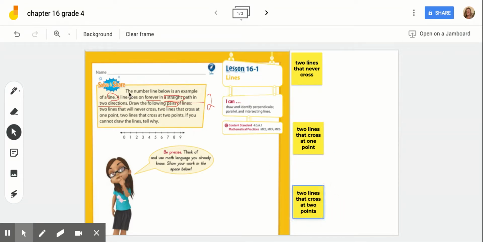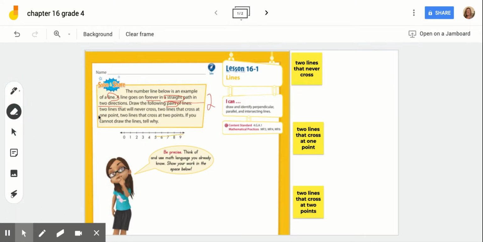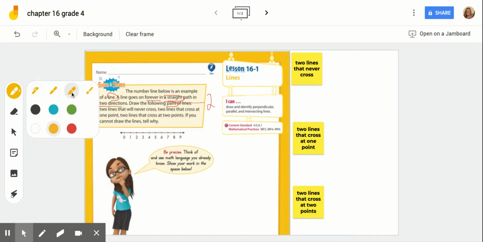Let's go back. The number line below is an example of a line. This is a line. What makes this number line a line? I'm going to highlight it in yellow. So what makes this a line and this not a line? Well, it tells you a line goes on forever in a straight path in 2 directions. Lines are straight. This is not straight, and it's not a line.